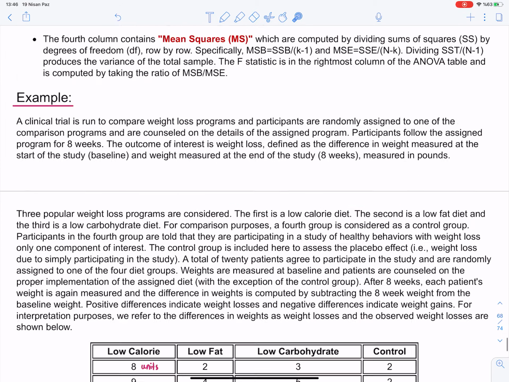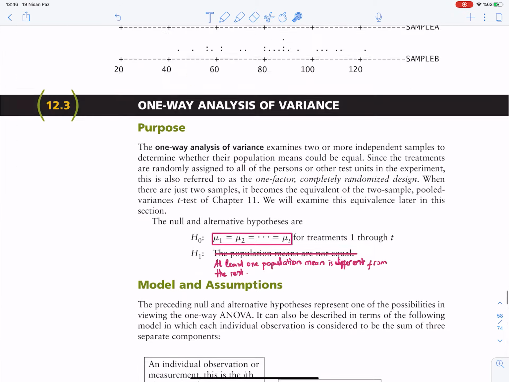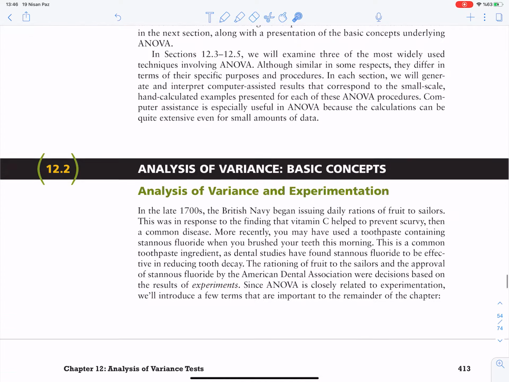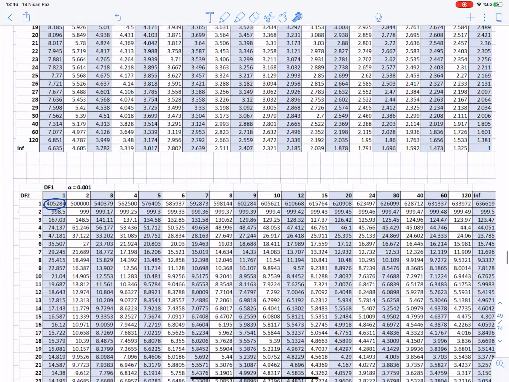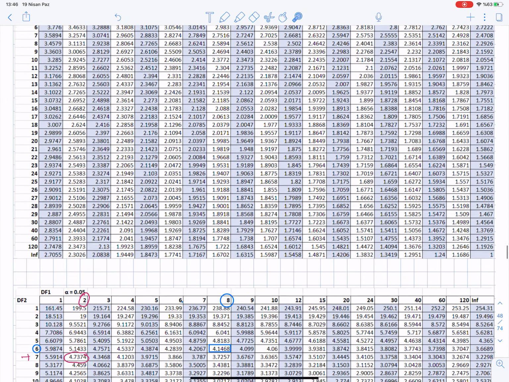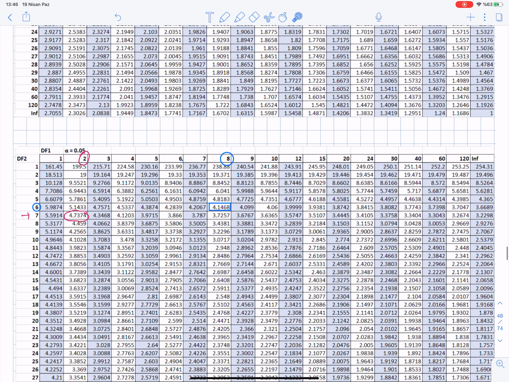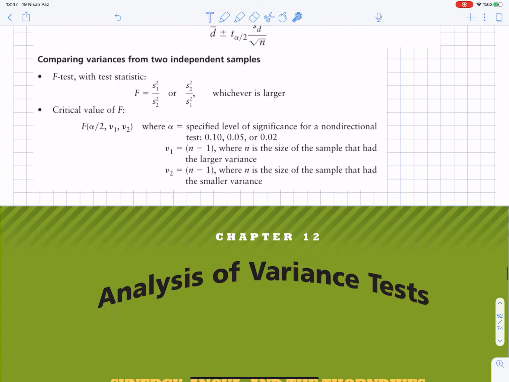Let me get back to the F table. You already possess it in the lecture notes from the previous lecture. That's the table I need. So I need to look within this column and within this row. I'm looking for 2 and 15. So that's 3.6823.